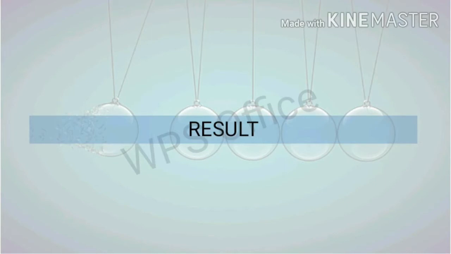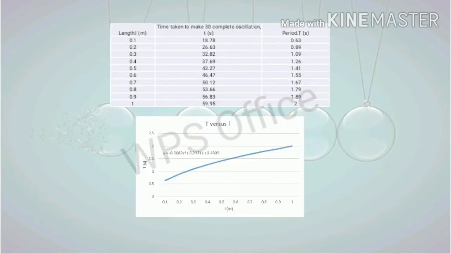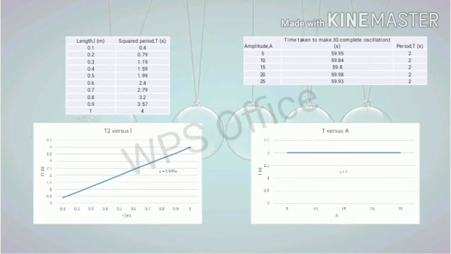Let's see the result. This is the graph of period versus length. We can see that as the length of the string increases, the period also increases. The pattern of the graph is not linear, but in quadratic shape. When we square the original equation, we will get this type of graph, a linear graph, the graph on the left side. In part B, we vary the angle, which corresponds to the amplitude. The result is that we obtain a constant graph. Amplitude changes, but the period is constant.